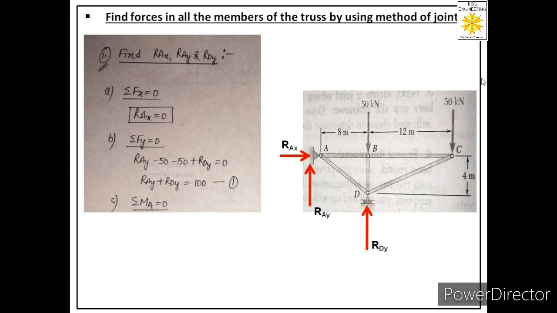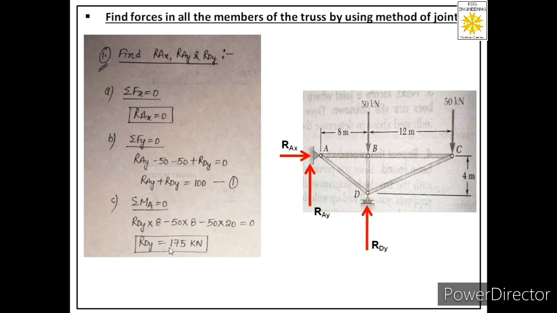Now let us observe the next force. This is the line of action of this force, and this is the moment center. So the perpendicular distance between moment center and line of action of force is 20 meters. And this force will also generate clockwise moment, and that will be negative. So it will be minus 50 into 20. So our equation will become RDY into 8, it is positive, minus 50 into 8, minus 50 into 20 equal to 0. So from here we will get the value of RDY.